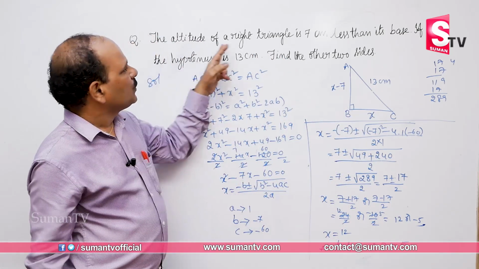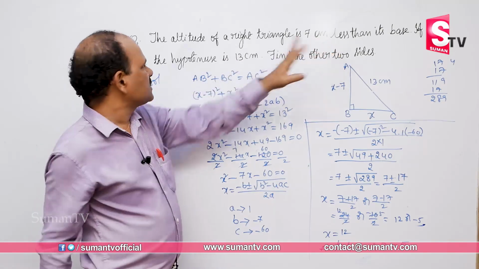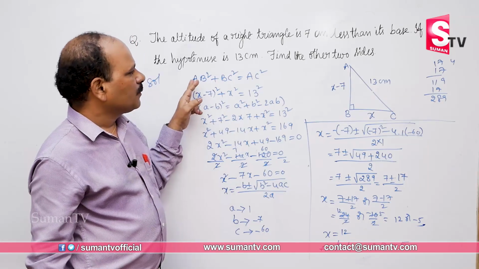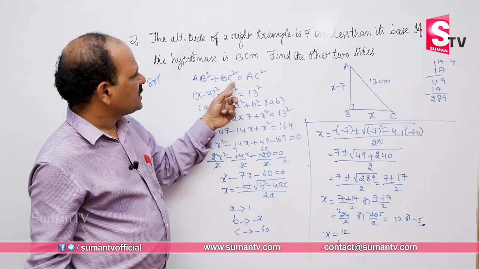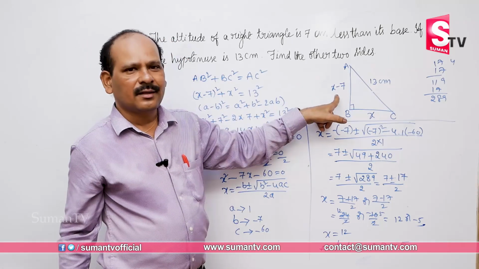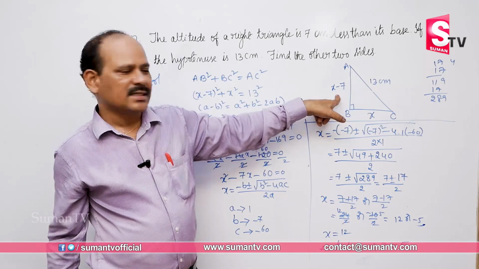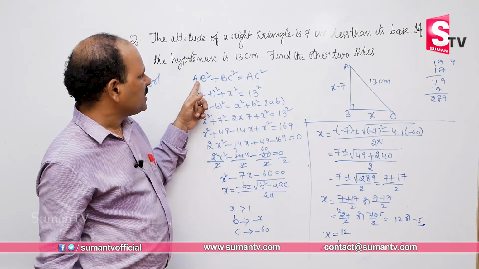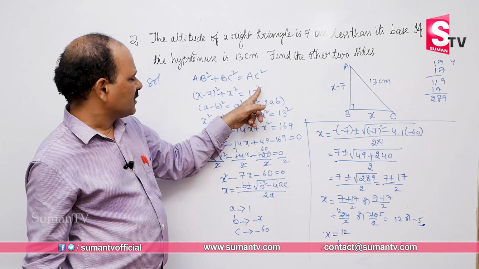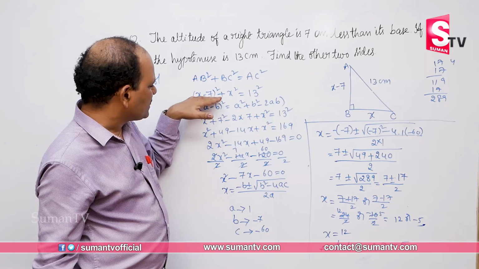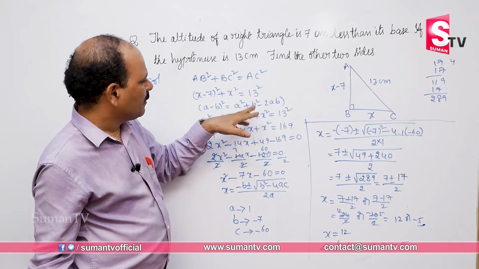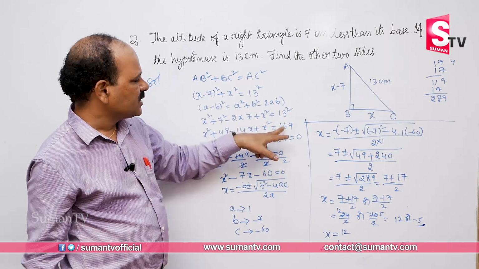Okay. The altitude of right angle triangle is 7 centimeters less than its base. If the hypotenuse is 13 centimeters, find the other two sides. According to Pythagoras theorem, AB square plus BC square is equal to hypotenuse square, AC square. I am taking base as x, then the altitude will be x minus 7. So AB square is x minus 7 whole square, plus BC square is equal to x square is equal to 13 square. Okay, if I expand this x minus 7 square, I am getting x square plus 7 square minus 2ab, and this x square is x square, 13 square is 169.